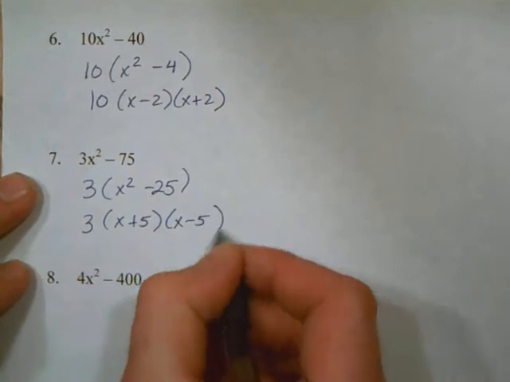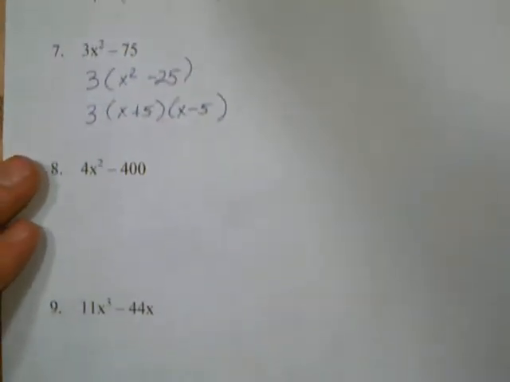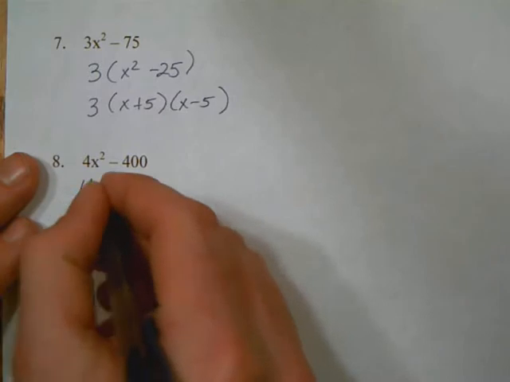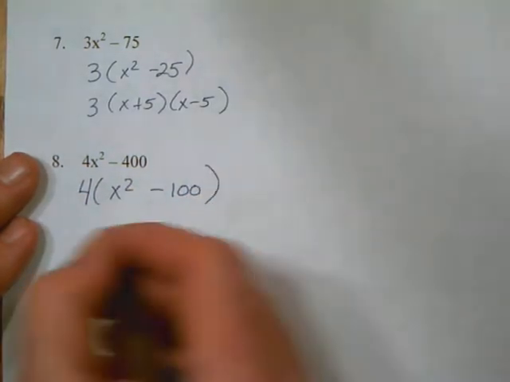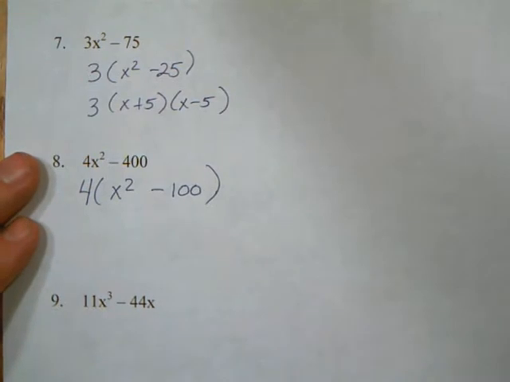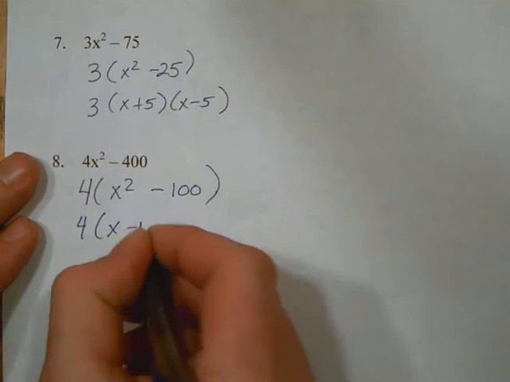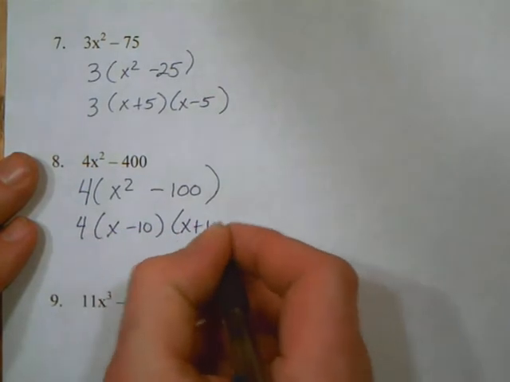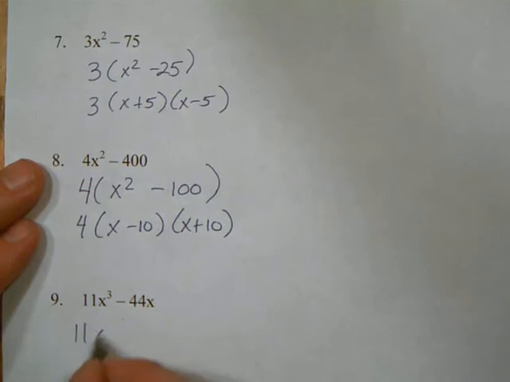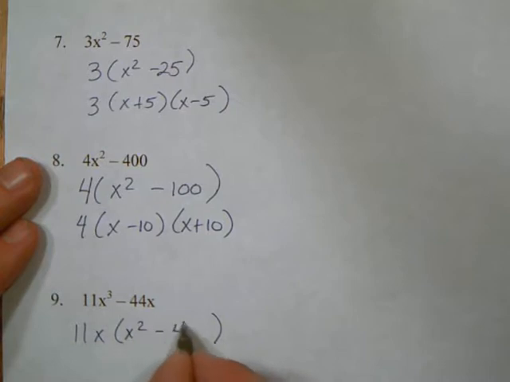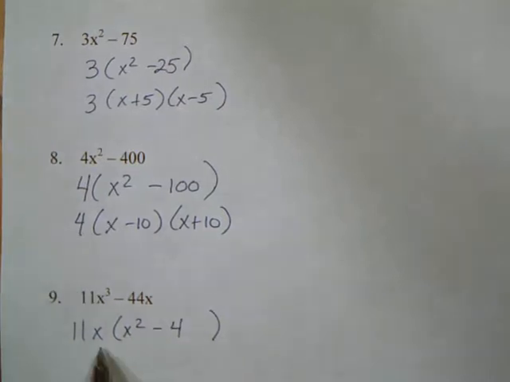Our next one, we're going to take out a 3 as a GCF, and that leaves us x squared minus 25. Once again, both of them are perfect squares with a difference, so it's x plus 5 and x minus 5. Moving down on our page, we take out our GCF, which is 4, leaving us x squared minus 100. And so as we take it out, we're going to have x minus 10 and x plus 10.